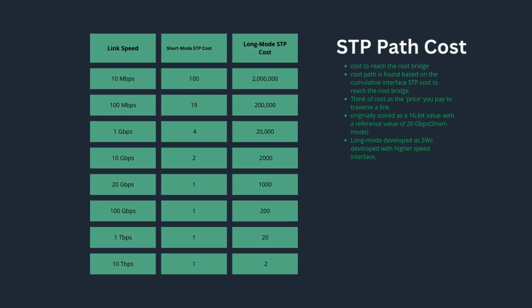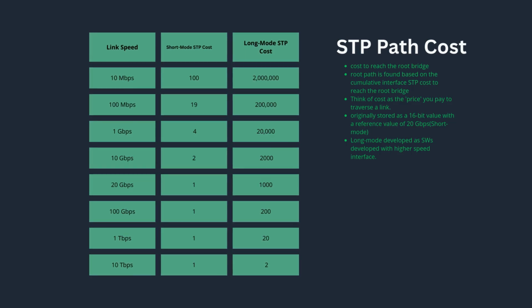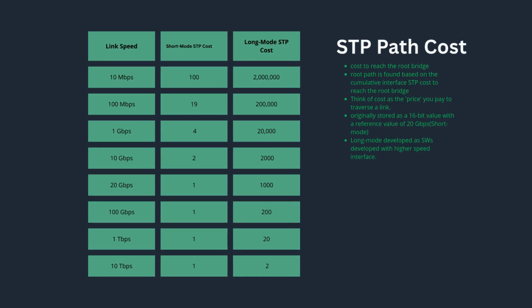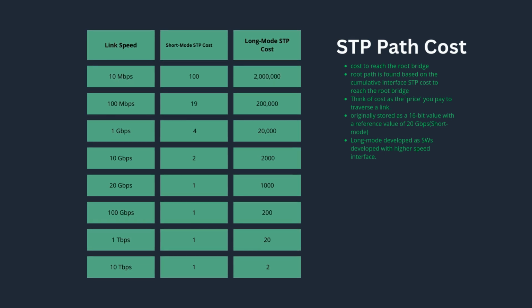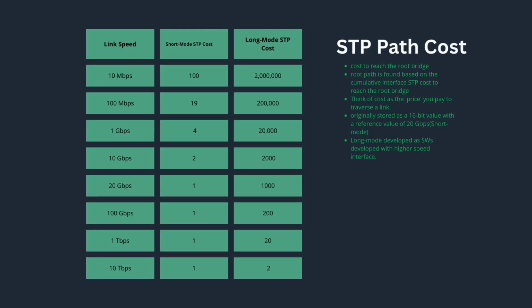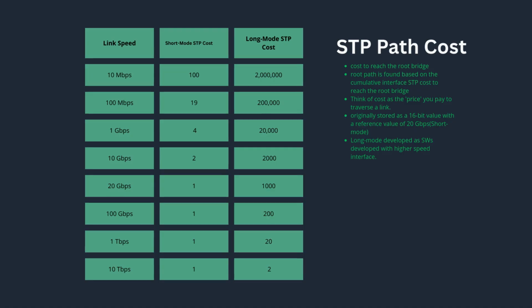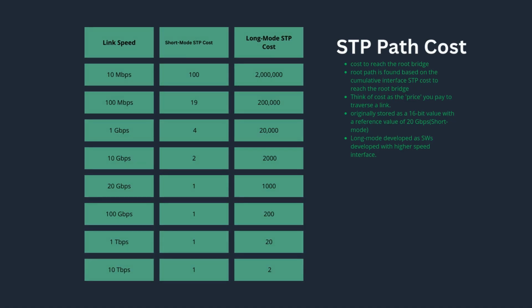Think of the cost as the price you pay to traverse a link. STP will always choose the path with the lowest cumulative cost to reach the root bridge. The root path is calculated by adding up the interface costs along the way to the root. Long mode was developed as switches got faster and needed more granular cost values. In our examples today, we'll be using short mode costs. Now, let's apply this to our topology.